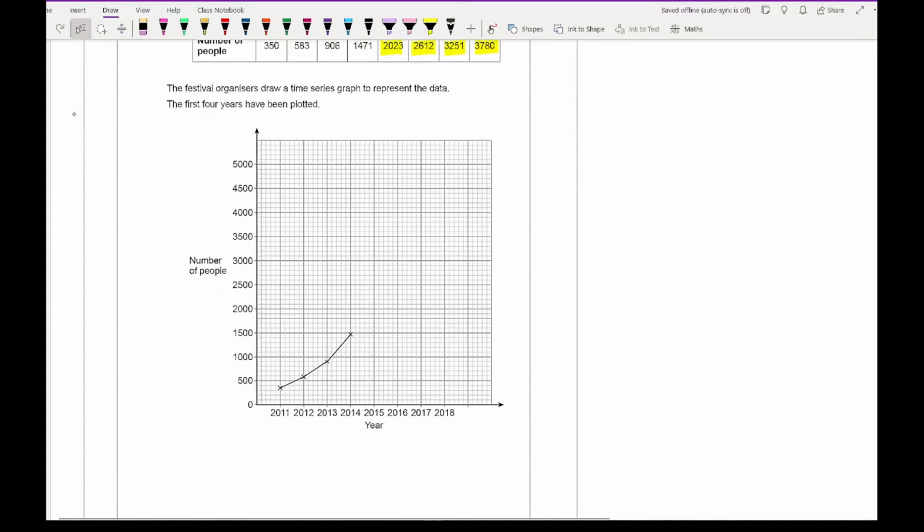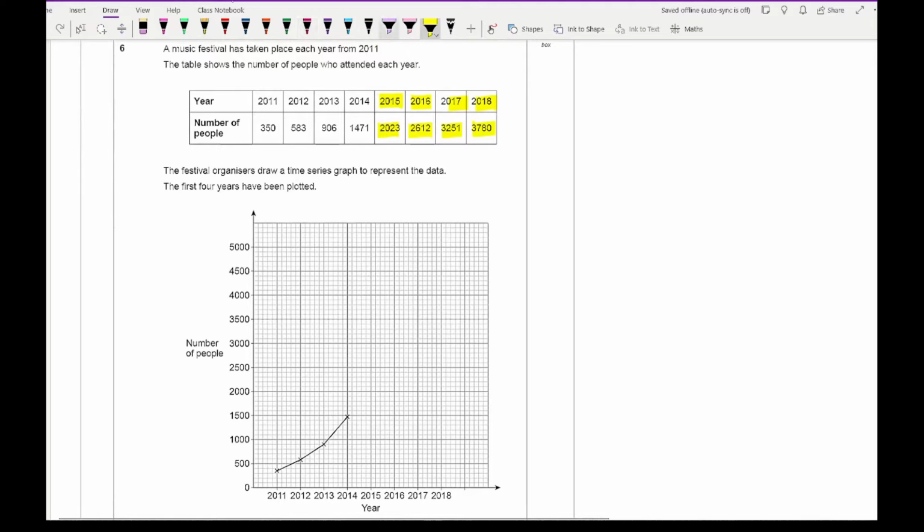So what we're going to do is just zoom out so we can see both things. 2015 is at 2023, so it's going up in hundreds. So I would say it's relatively quite close to that 2000 there. Then for 2016, it's close to 2100, so it's there. Then 2017, it's at 3251, which is in the middle between 3 there. And then for 2018, it's at 378.